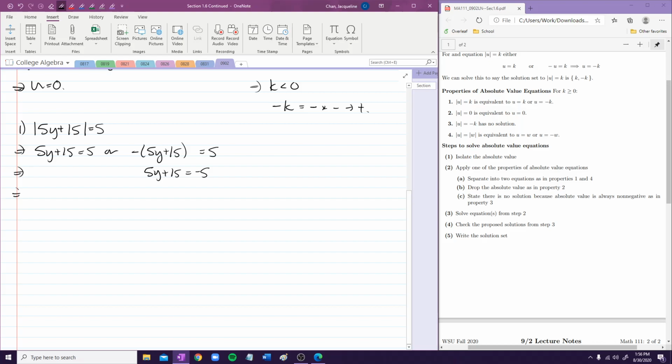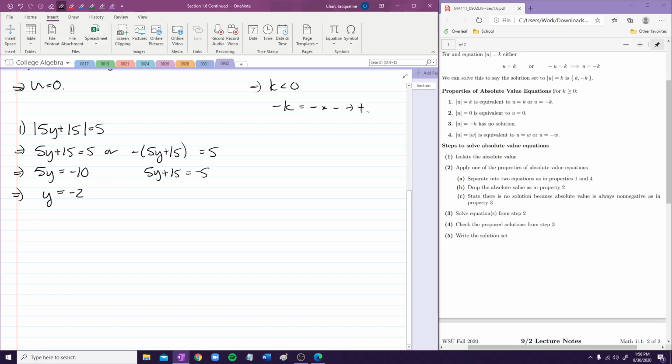Okay, so now let's solve for y. So this very first one, I'm going to subtract 10 from both sides. When I do that, I get 5y is equal to... I'm not subtracting 10 from both sides. I'm subtracting 15 from both sides. Because if I subtracted by 10, I would still be left with plus 5. But remember, our goal is to make it plus 0. So when I do that, I get 5y equals negative 10. Then divide both sides by 5, then I get y is equal to negative 2.